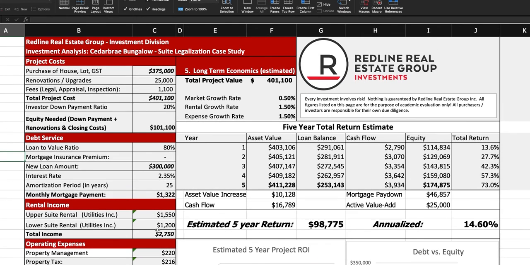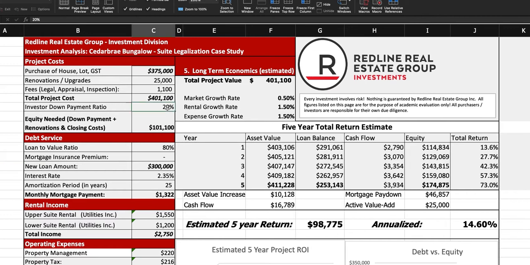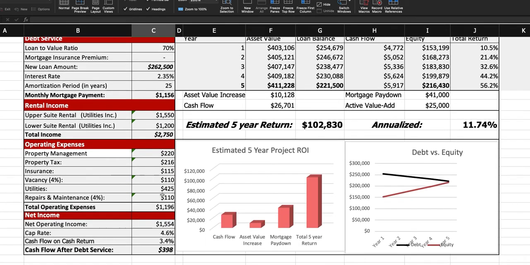So looking at this, if we came here and said, all right, rather than just putting 20% down for this deal, we were going to put, say, 30% down for this deal, what does that do? So now we have a much smaller loan amount here, by the tune of nearly $40,000 less, because we're now at 70% loan to value. So our payments have come down a decent amount.